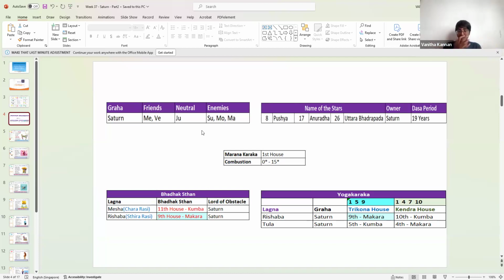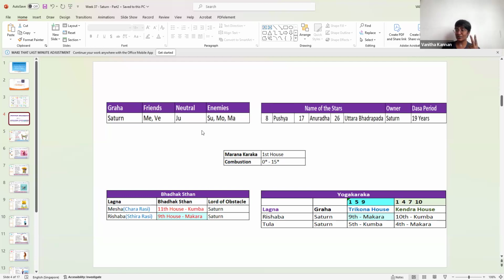Then come to the Bhatakasthana. Okay, now Bhatakasthana, we already know how we have to derive this Bhatakasthana. Chararasi, 11th house, Thirarasi, 9th house, and Upayarasi, it is the 7th house. But Saturn owns 2 houses, right? What are those?